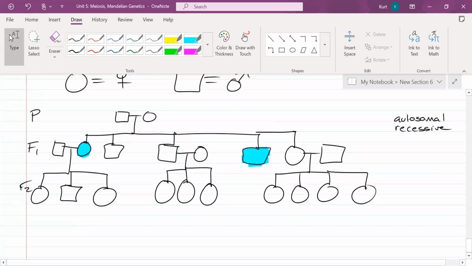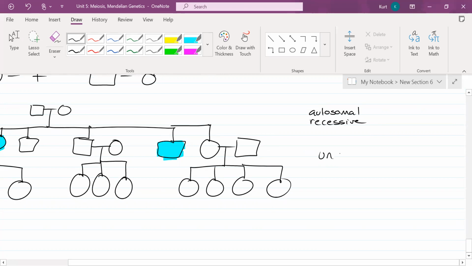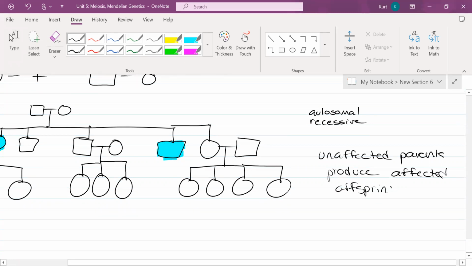Okay, so there's two ways to tell if it's dominant or recessive. If it is a dominant trait, it's not going to skip generations. If you have parents that are affected, there's like a 50-50 chance that their offspring could be affected. You can tell that it's recessive if it skips generations, and if unaffected parents produce affected offspring. That's the one that people have been forgetting. Unaffected parents produce affected offspring. That's a sign that it is recessive.